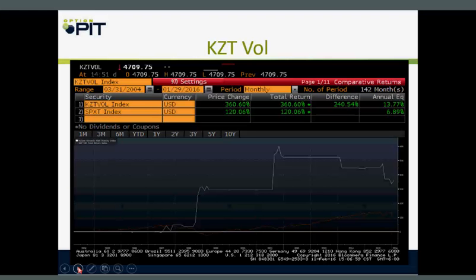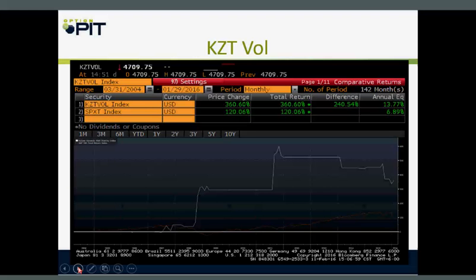And this is the KZT Vol Index. And what it does is it calculates when the market is afraid of a potential crisis. And what it does is goes long. It goes long VIX futures. You see, this is a long period of time. It's in cash a lot, but when it goes long, it makes a lot of money quickly.